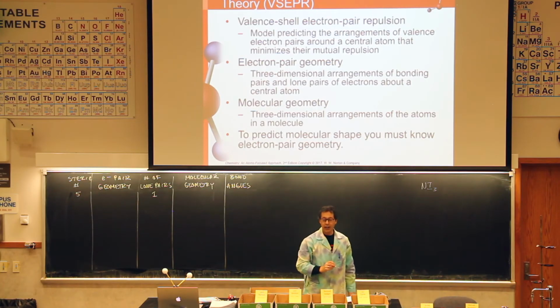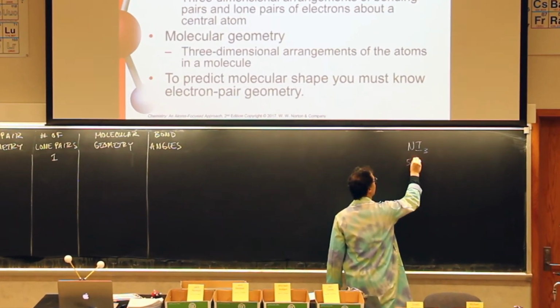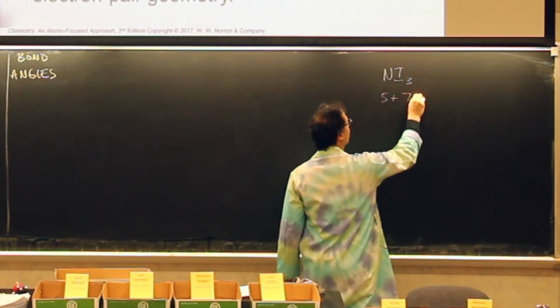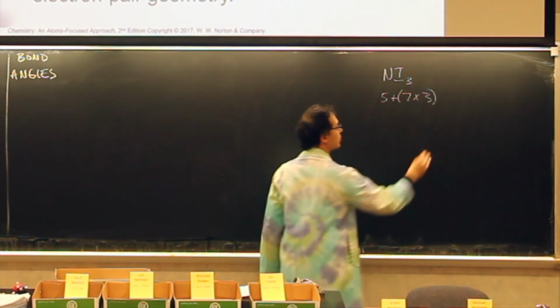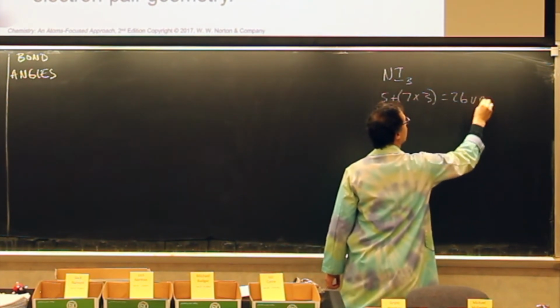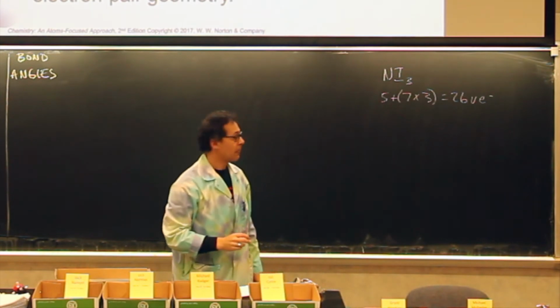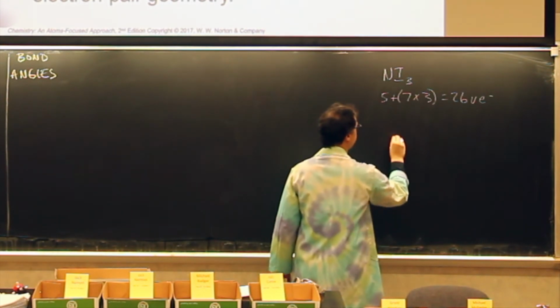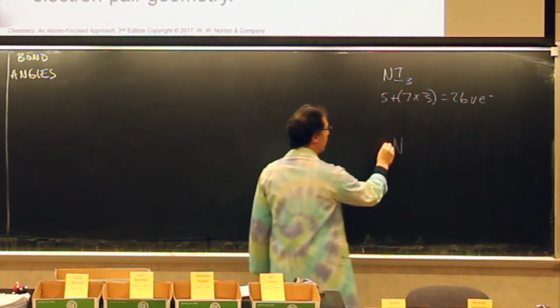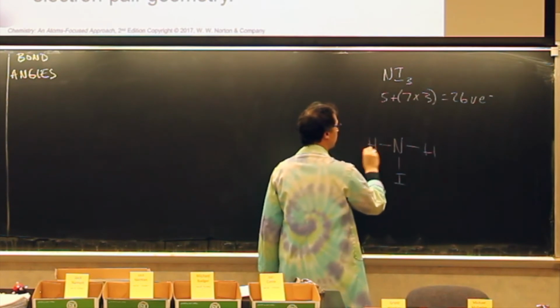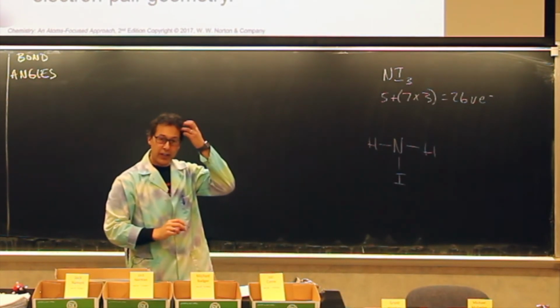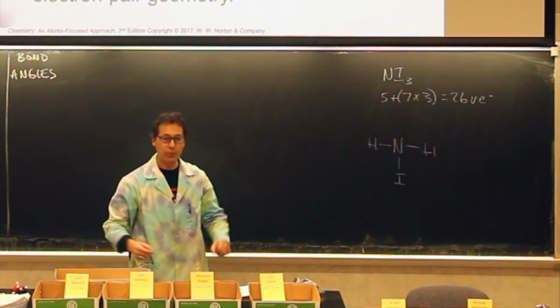Nitrogen triiodide. And if we were to add up the valence electrons for nitrogen triiodide, nitrogen has 5, iodine has 7, and there's 3 of them, which brings us to, that's 21 plus 5 is 26. 26 valence electrons. Nitrogen's going to go in the middle. And we're going to make single bonds to these iodines, like this.